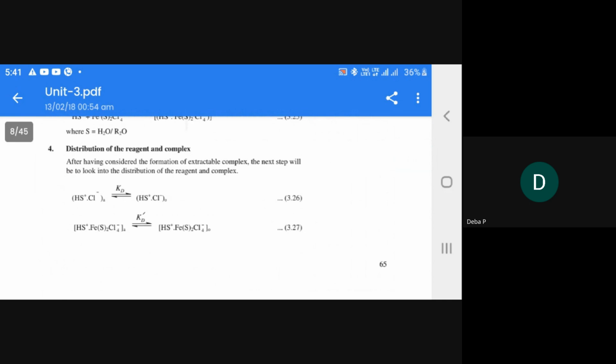And this complex which has formed, HS plus, that means R2OH plus Fe(R2O)2Cl4 minus, will also be in equilibrium between the aqueous and organic phase.